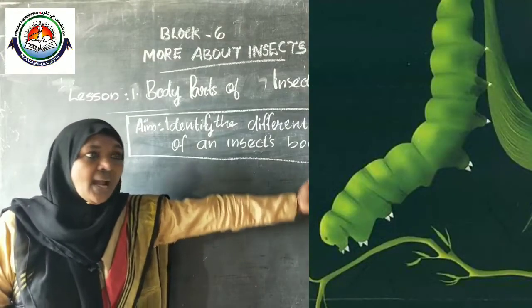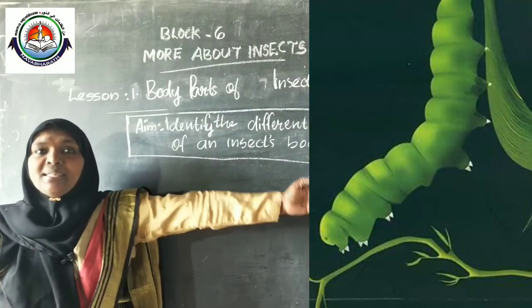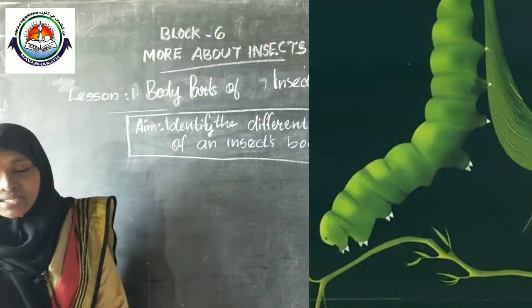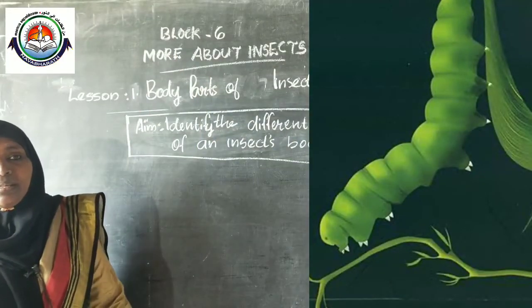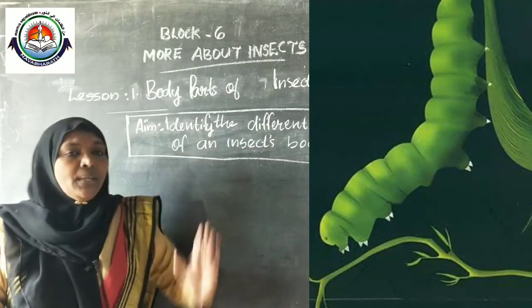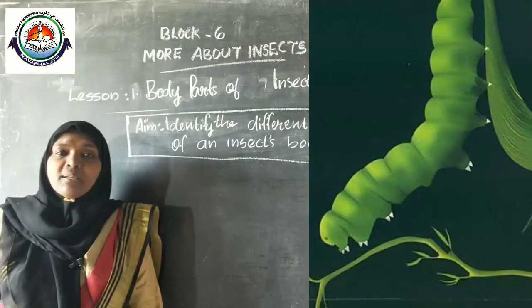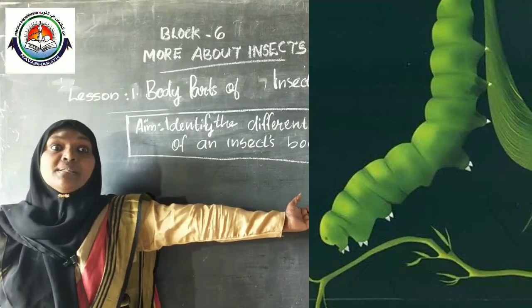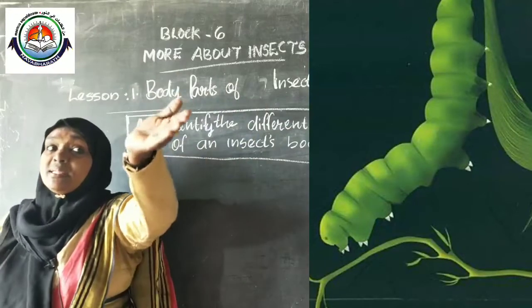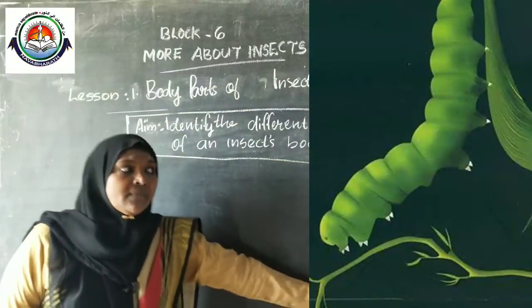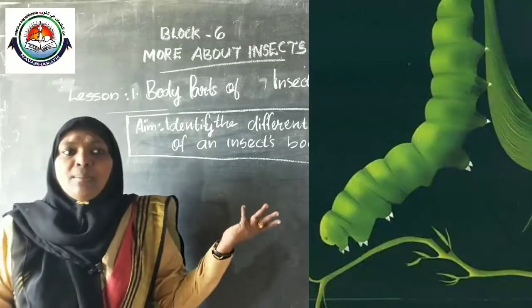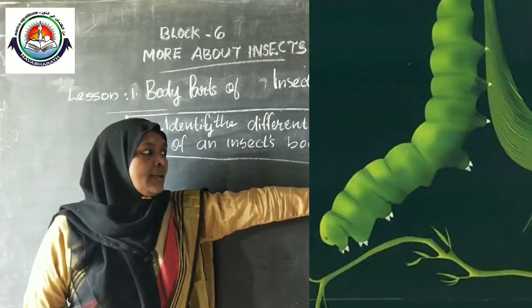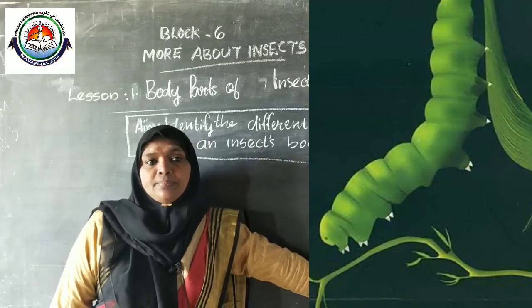Children, please look at the board. You can see another picture. What is that? Yes, very good. Caterpillar. Then look at the body parts of a caterpillar. How many body parts do they have? Yes, we can say many body parts. Caterpillar has many body parts.